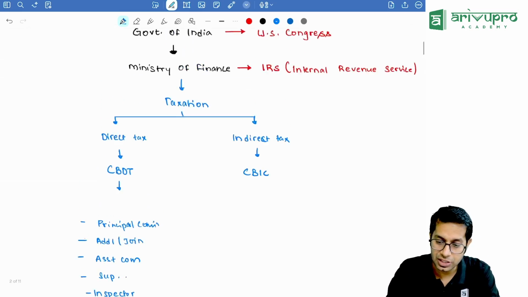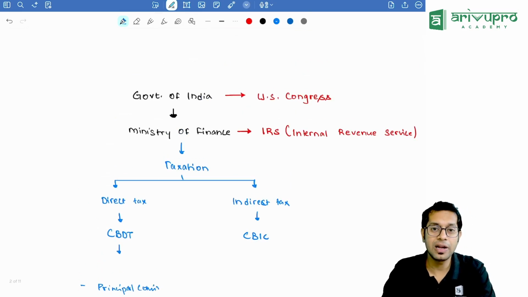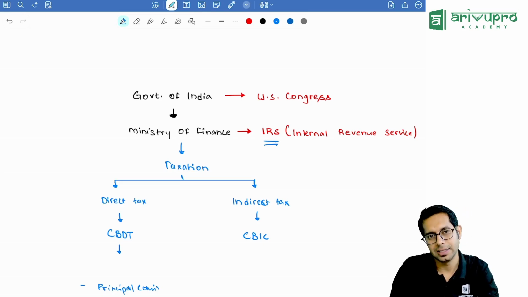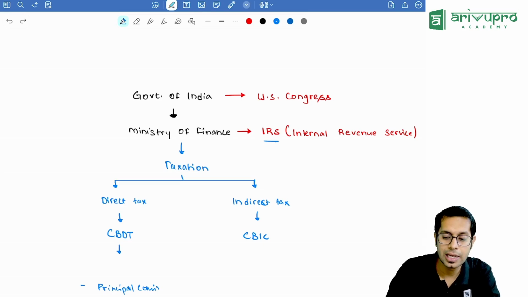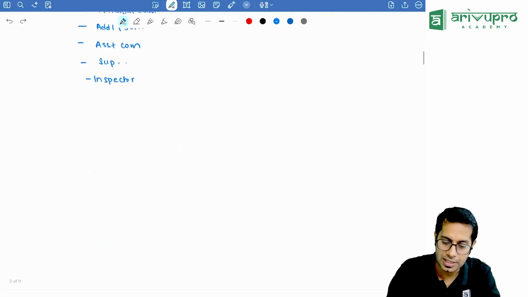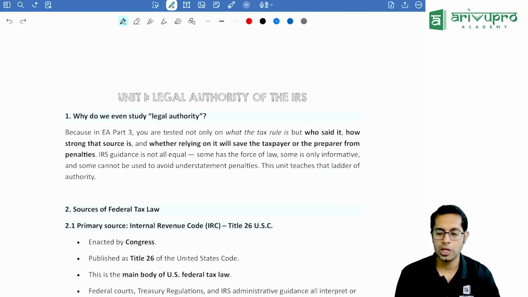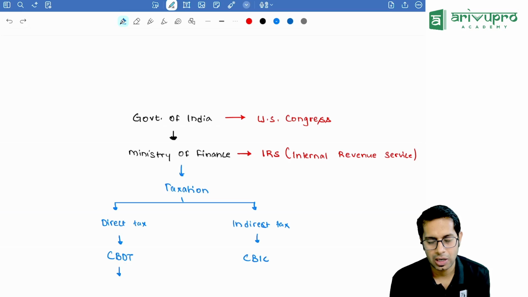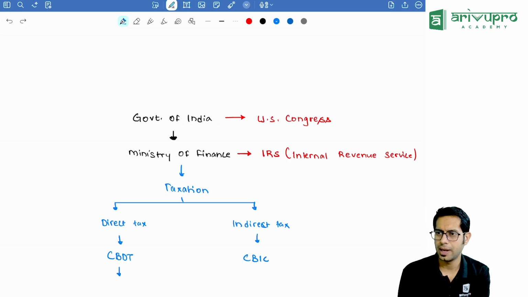So just like that, who are the different legal authorities in US tax laws? Who are the different legal authorities under the IRS? That is what we are going to study in our unit number 1, which is the legal authority of the IRS. I just gave you a background, taking Indian laws in context, about who is there in the US.